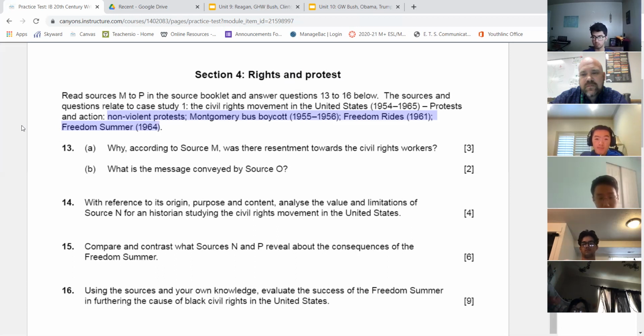African Americans are resenting the government and... No, that doesn't make sense. Would African Americans resent? I guess it kind of makes sense. But who would be resenting civil rights workers?